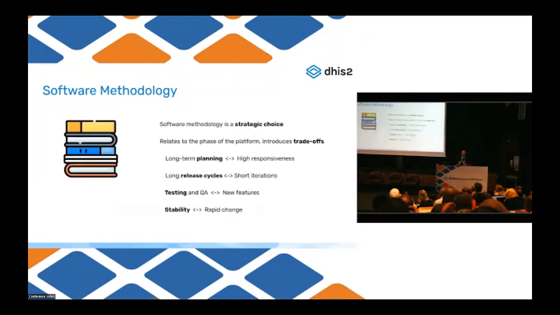But our opinion on the DSH2 side is that software methodology is more of a strategic choice. You should really think of it as a strategic choice. It definitely relates to the phase of the platform, and it has trade-offs. The trade-off is always between long-term planning versus being very responsive. It's hard to be both, right? It's hard to have a 5-year plan and react very quickly when someone comes to you. Having very long release cycles versus short iterations, there are benefits and downsides with both. Testing and QA versus features: how much time do you spend on features, and how much on testing? And also how much do you focus on stability versus rapid change? Those are trade-offs to be made. You can't really have both sides here. So that's why we should think about this from a strategic side.